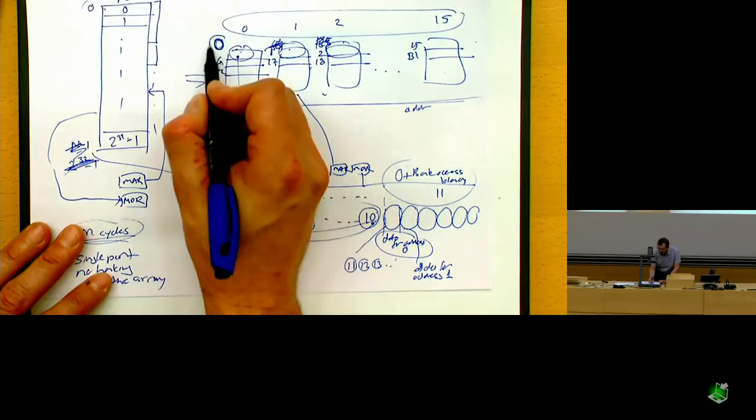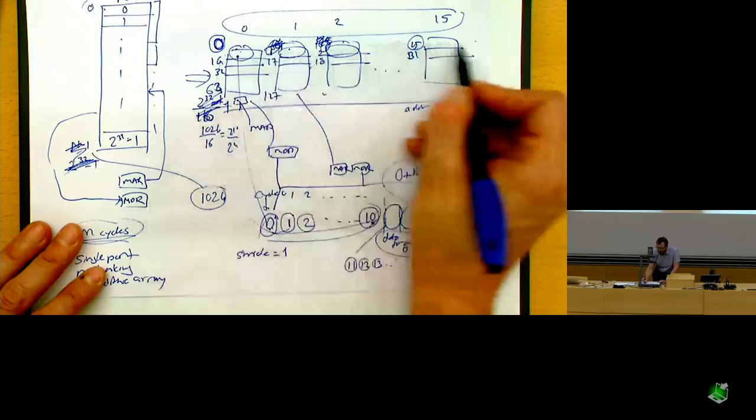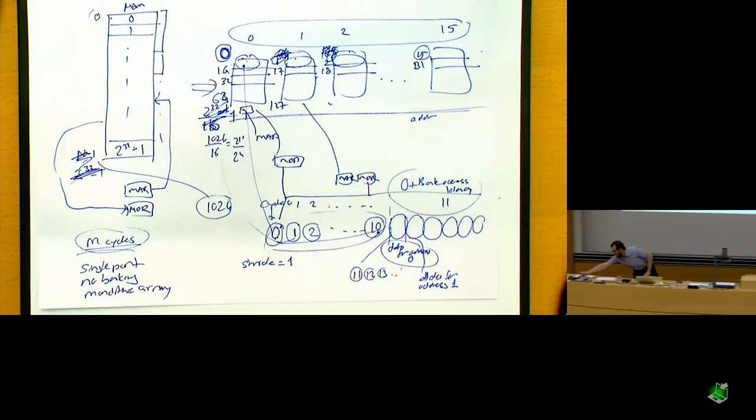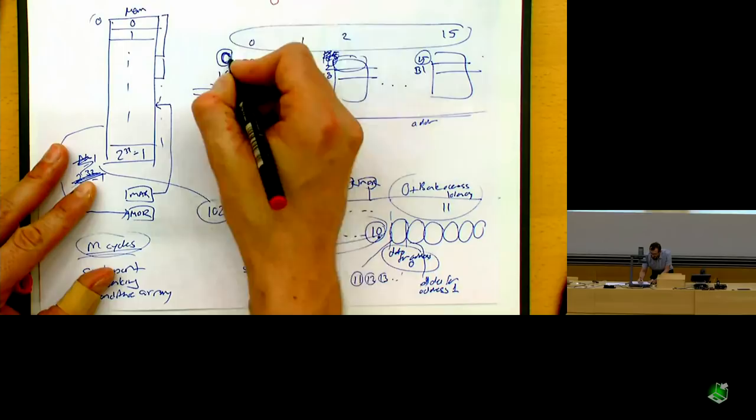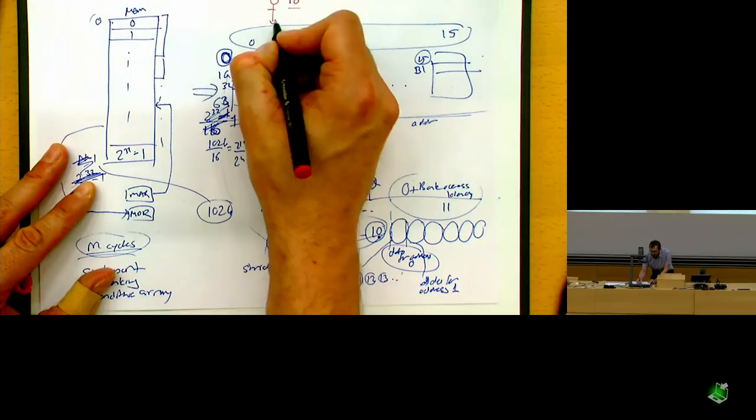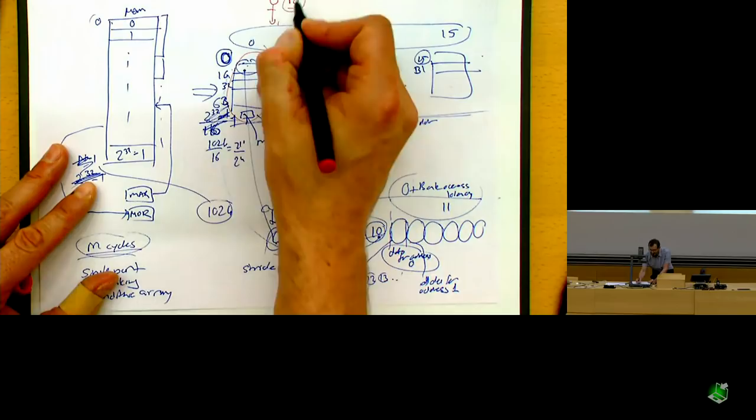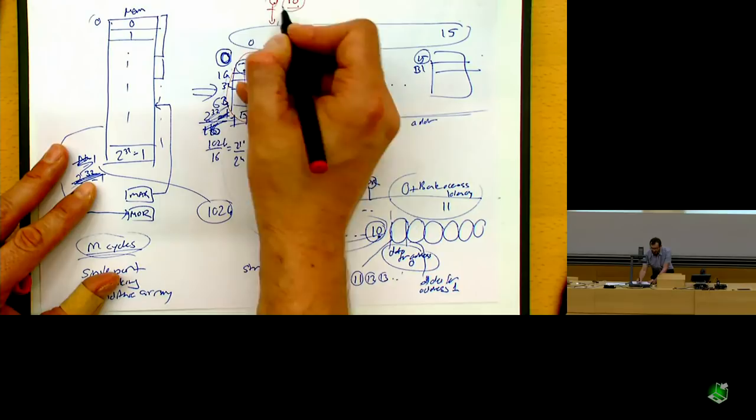Now, if your data is mapped this way, but your stride was 16, now you have a problem, right? If your stride is 16, what you really need to access is address 0 in the first cycle, address 16 in the next cycle. Well, you can start address 0 access in the first cycle. This bank will be busy for the next 11 cycles, but you cannot start address 16 because this bank is busy servicing this, right? So you'll have to wait for 11 cycles.